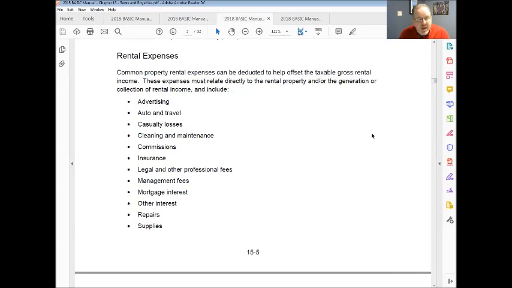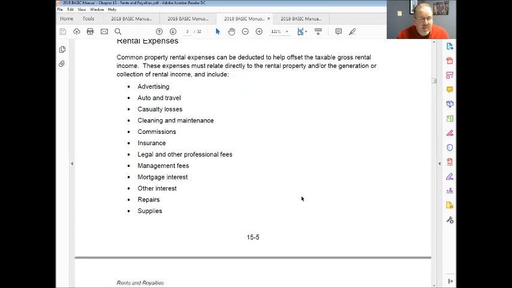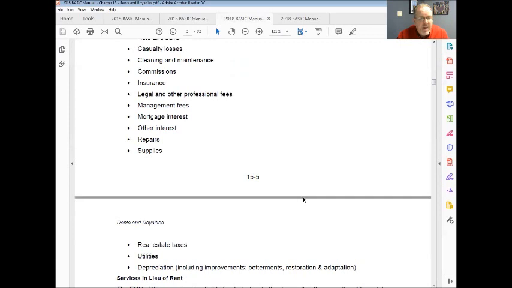Mortgage interest and property taxes. Again, if you own a double, and you bought it and you pay the mortgage and pay the property taxes, only the half that applies to the rental property would be subject to that, okay?